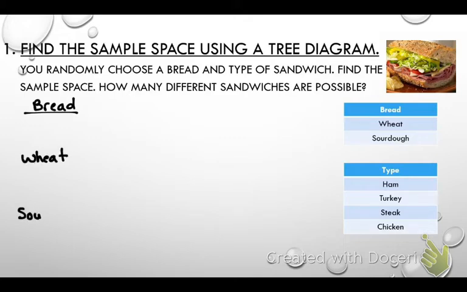Wheat and sourdough. Raise your hand if you've ever had sourdough before. How many of you like it? I ate it yesterday. How many of you do not like it? I don't really. Wow. Sourdough is not my favorite. I love sourdough.